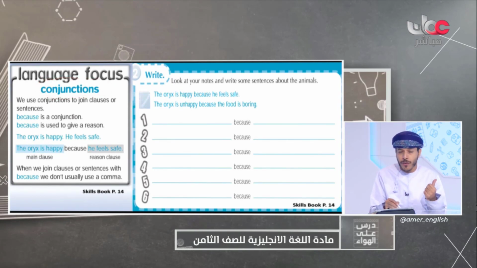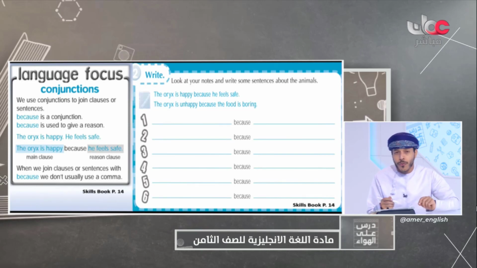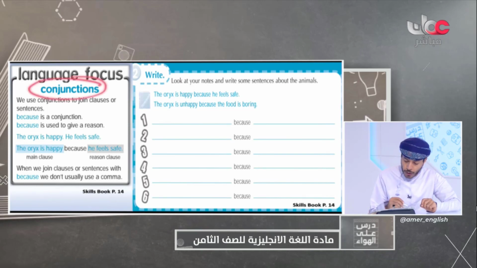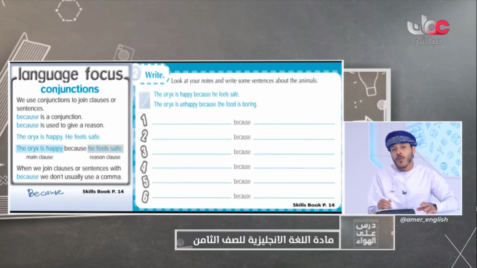In the previous lesson, if you remember, we talked about 'and' when it connected two sentences. But now we have two different conjunctions. What are they? They are 'because' and 'but'. Okay, but here it talks only about 'because', so we will keep with 'because'. Because is used to give a reason to something.